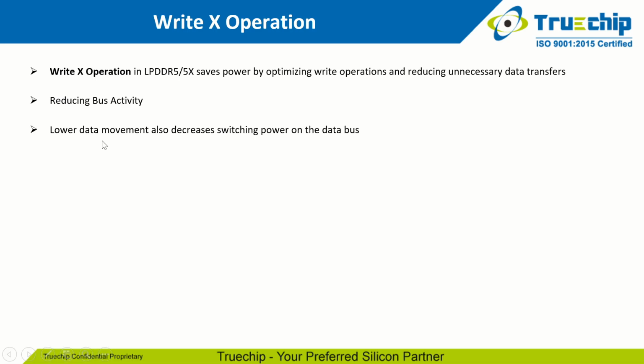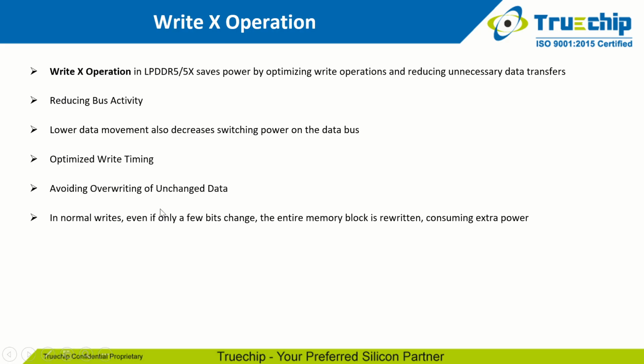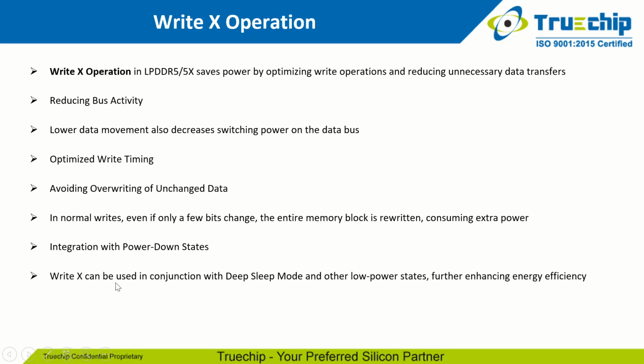Lower data movement also decreases switching power on the data bus. Optimize write timing, avoiding overwriting of unchanged data. In normal writes, even if only a few bits change, the entire memory block is rewritten, consuming extra power. Integration with power down states. Write-X can be used in conjunction with deep sleep mode and other low power states, further enhancing energy efficiency.